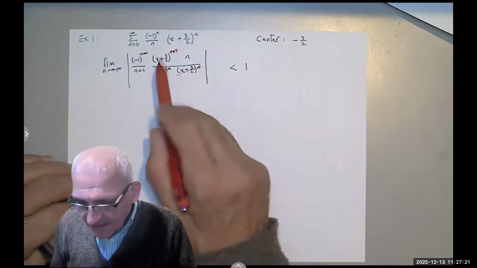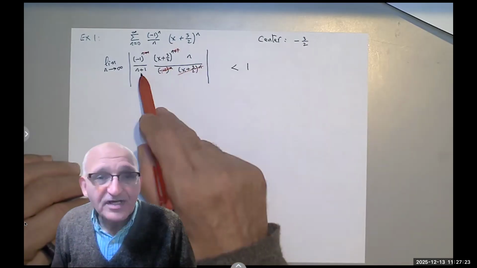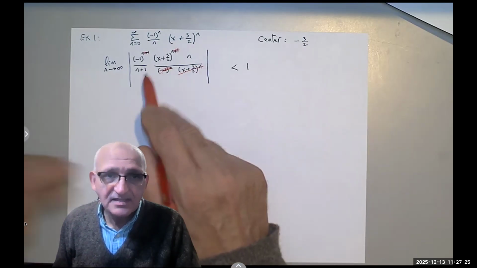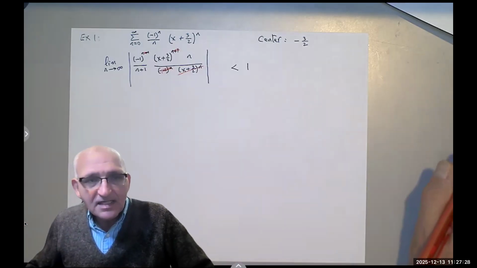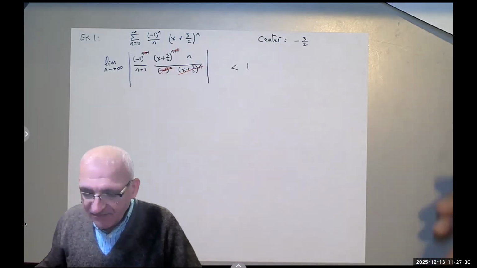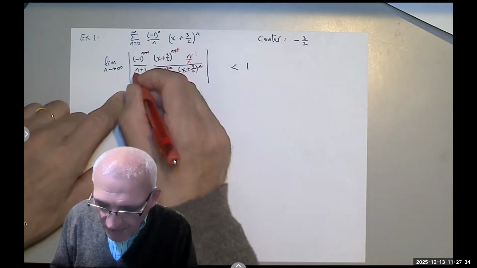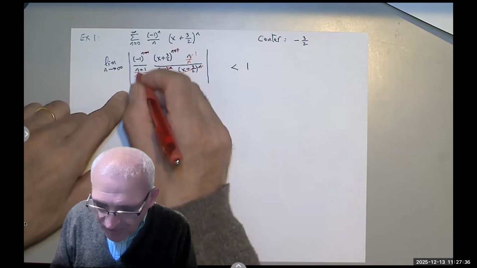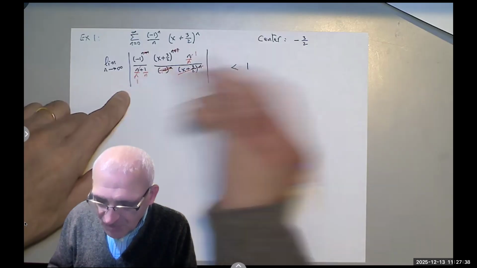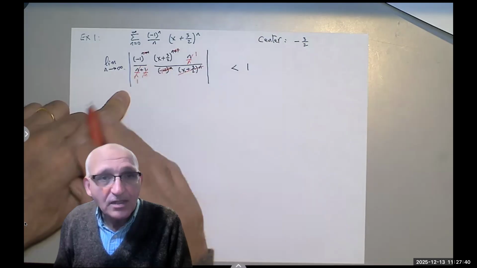And finally, you take the limit of n over n plus 1. Notice that this limit goes to 1, right? And again, if you don't know, you can divide top and bottom by n. So the numerator would be 1, and the denominator would be 1 plus 0, which is 1. So this limit is 1.